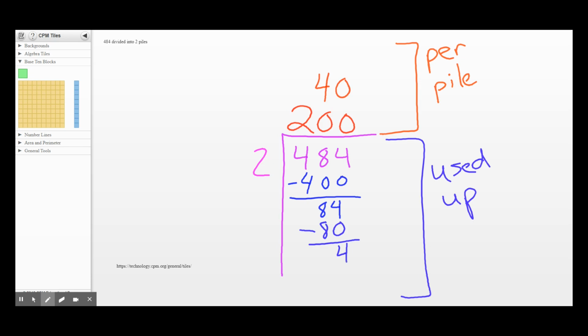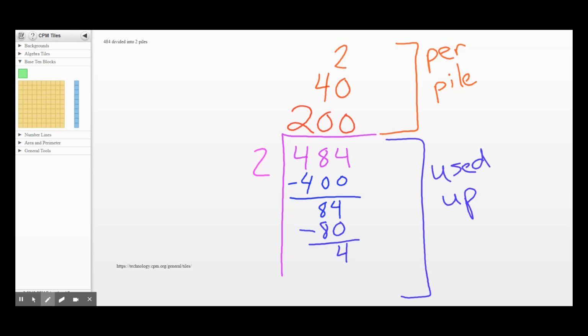So now we're just going to look at the ones that we have left over. Picture the ones. How many ones are there? There are 4 ones. Now picture splitting the 4 ones up into the 2 groups. How many ones go into each group? 2. And what's the value of 2 ones? 2.